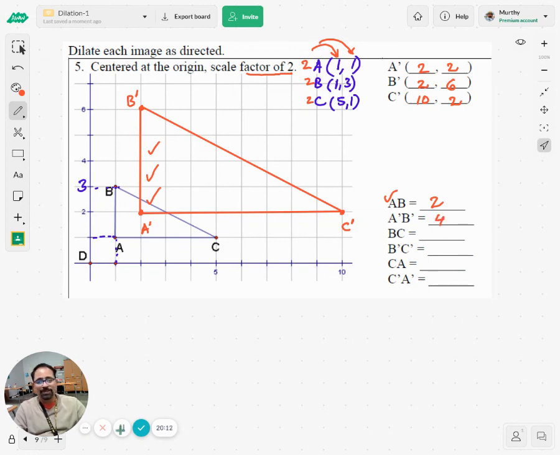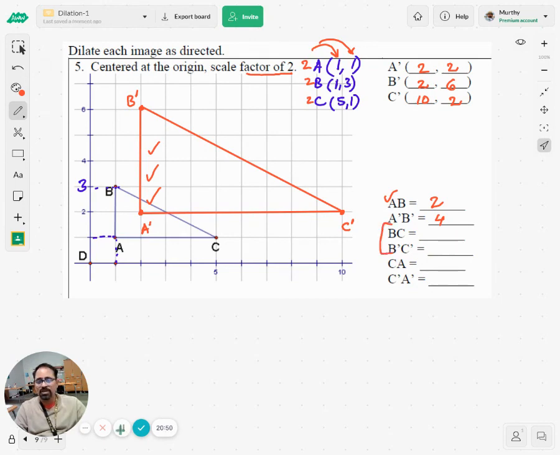Okay. Next, BC, it is a diagonal. If you are doing this work on a piece of paper, then you can make use of a straight edge and you can measure the length of BC and B prime, C prime. Otherwise, you may have to use a distance formula to measure it. So I'm skipping this one for the time being, BC and B prime, C prime.